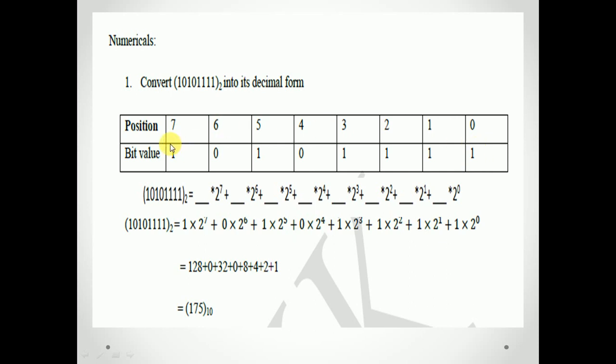Similarly, the digit at the extreme left, this is also 1, is the most significant bit, MSB. Got it? So on top of the LSB, you have to write the position as 0. You have to start giving the positions from 0, not 1.